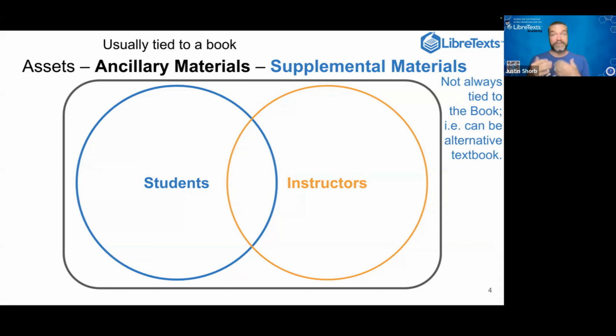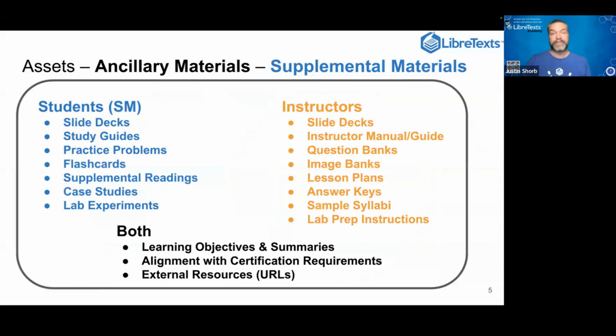So, in other words, here's your book and also some supplemental materials that may help you learn the material, geared towards students, not always tied to a book. Whereas ancillary materials are anything for students or instructors that are more tied to a book itself. That's the verbiage I'm going to be using here.